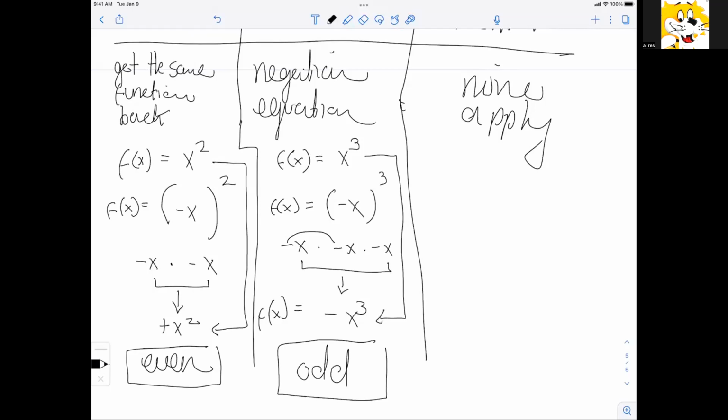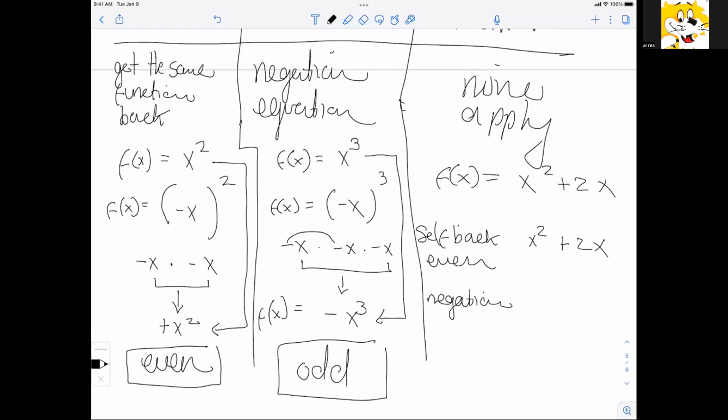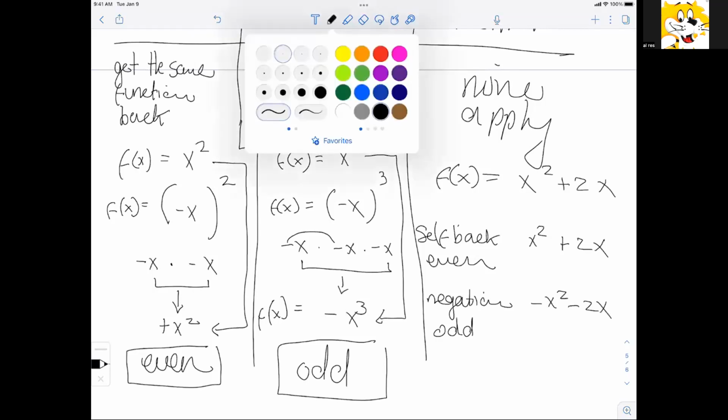All right, now let's do the opposite. F of x is equal to x squared plus 2x. Let's try that. If I get myself back, then I should get x squared plus 2x, and then I am even. If I get the negation, then I'm odd. What's the negation? The negation is negative x squared minus 2x, right? You guys understand this?